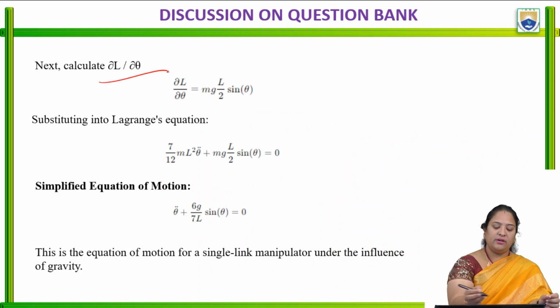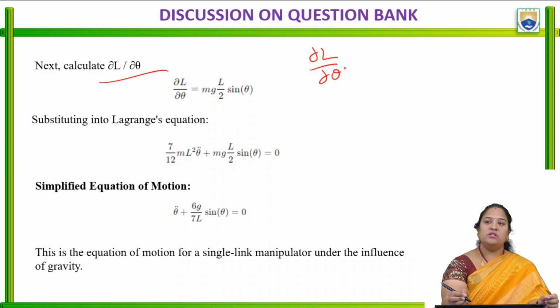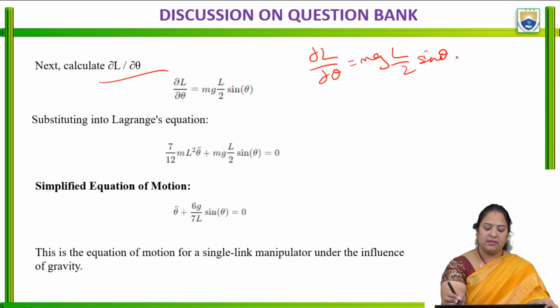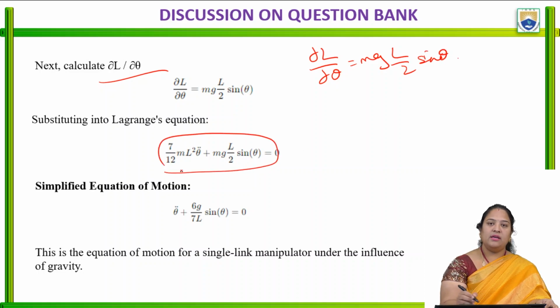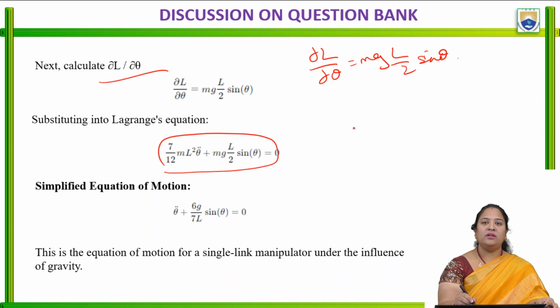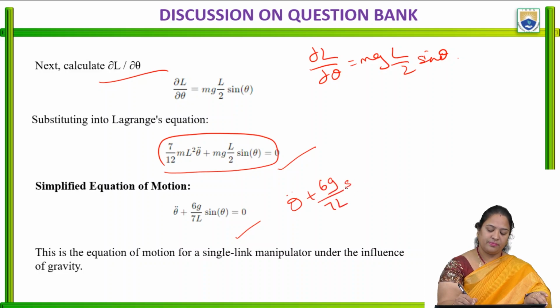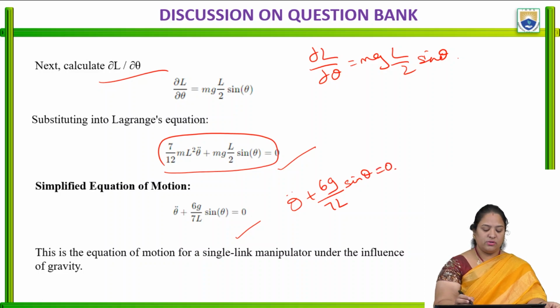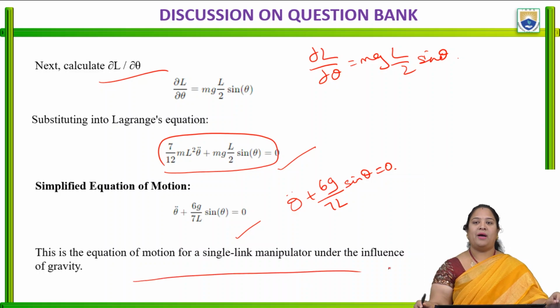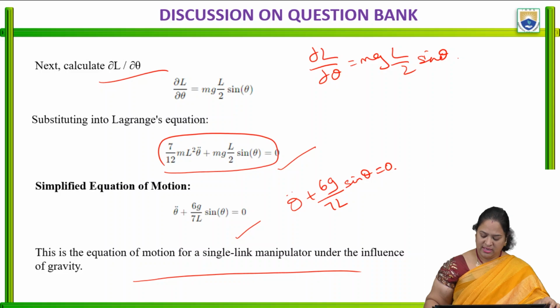Now, we need to calculate ∂L/∂θ. It is equal to mg(L/2) sin θ. So, as per the Lagrangian equation, 7/12 mL²θ̈ plus mg(L/2) sin θ is equal to 0. The simplified equation of motion is θ̈ plus 6g/7L sin θ is equal to 0. So, this is the equation of motion for a single link manipulator under the influence of gravity.